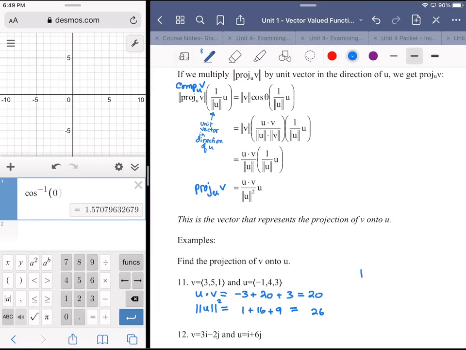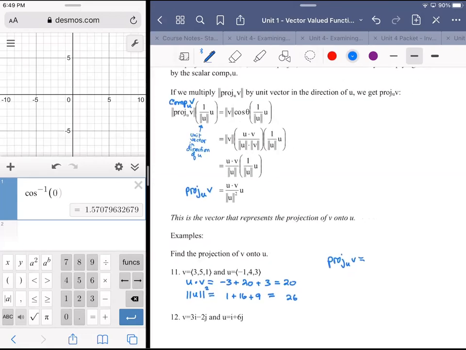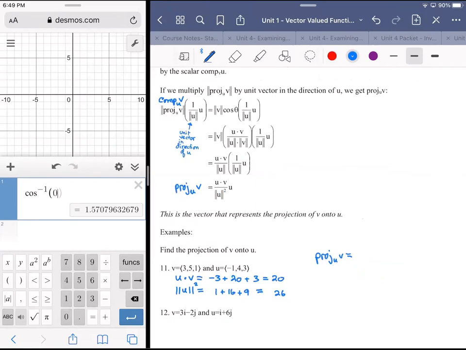Anyway, the projection is going to be 20 over 26. So we're finding the quotient of these, which is really 10/13. So 10 over 13 multiplied by -143. So -10/13, 40/13, 30/13.